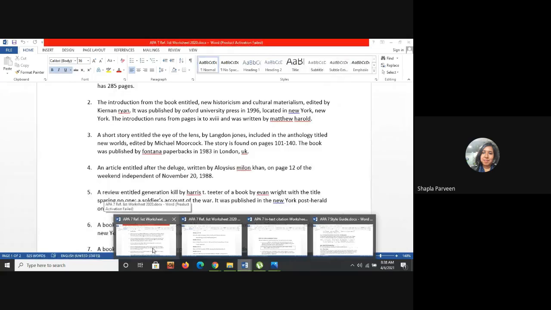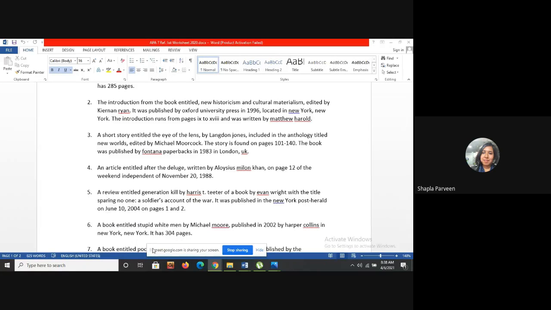Okay, so that was entry number 2. Then moving on to entry number 3. A short story entitled The Eye of the Lens by Langdon Jones, included in the anthology titled New Worlds, edited by Michael Moorcock. The story is found on pages 101 to 140. The book was published by Fontana Paperbacks in 1983 in London, UK. Okay, so this is a short story entitled The Eye of the Lens by Langdon Jones.